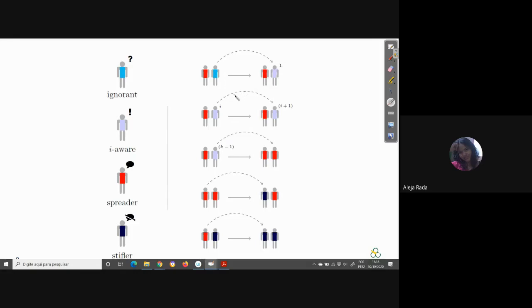Then the process continues until the i-aware listens to the rumor one more time, and he becomes an i plus 1 aware, until he hits k minus 1 times hearing the rumor, and the k minus 1 aware becomes a spreader. I have two spreaders now. If a spreader meets another spreader, the initial spreader, and only the initial spreader, becomes a stifler. And if a spreader meets a stifler, I have two stiflers.